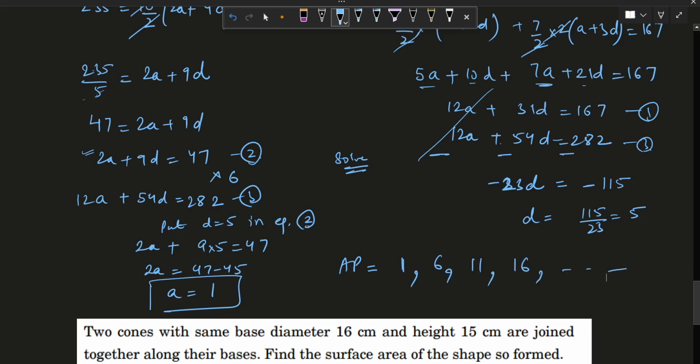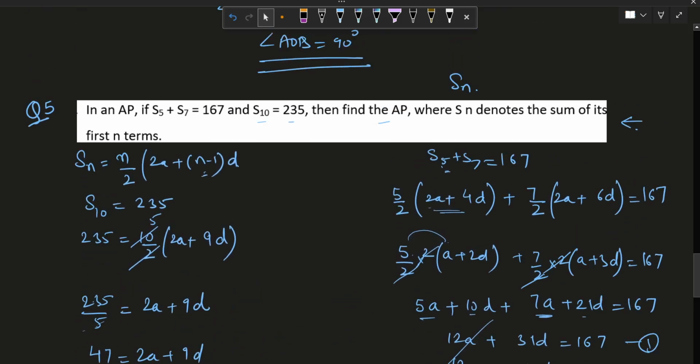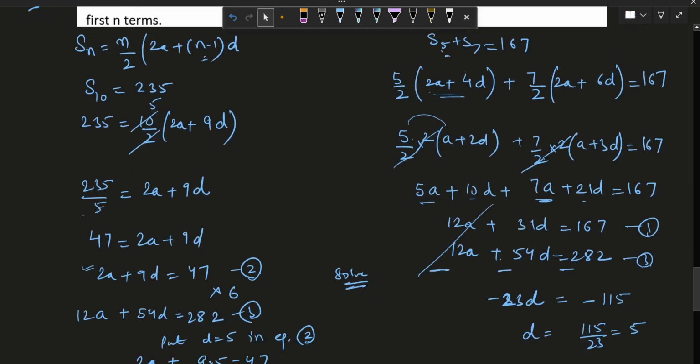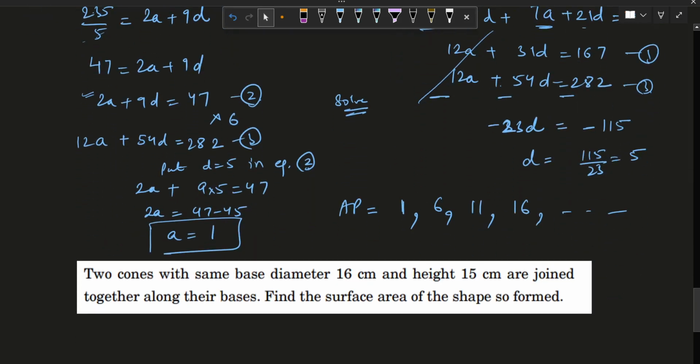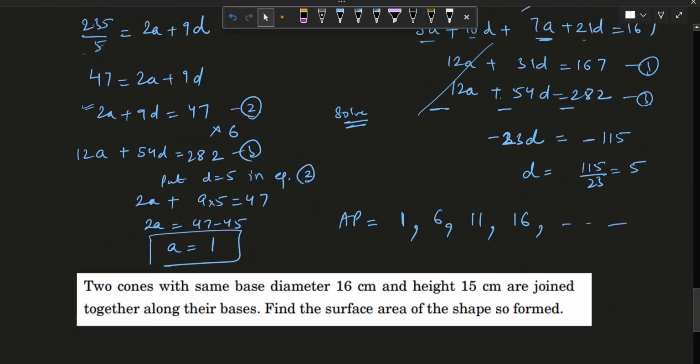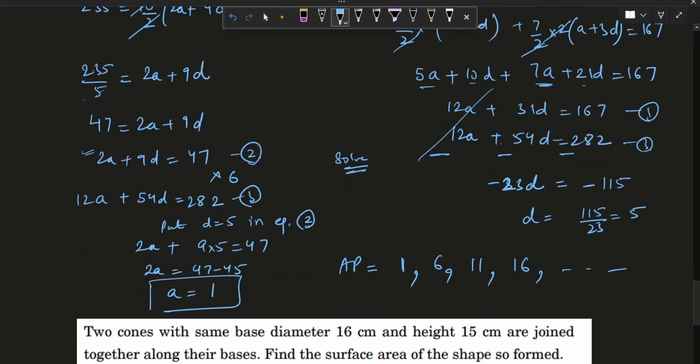You got the AP. They ask you to find the AP only. Yeah, we did the AP. Done. It is a 5 marker question, student. So do it properly, all the formula stepwise, step by step. Yeah. Now let's move to question number 6.